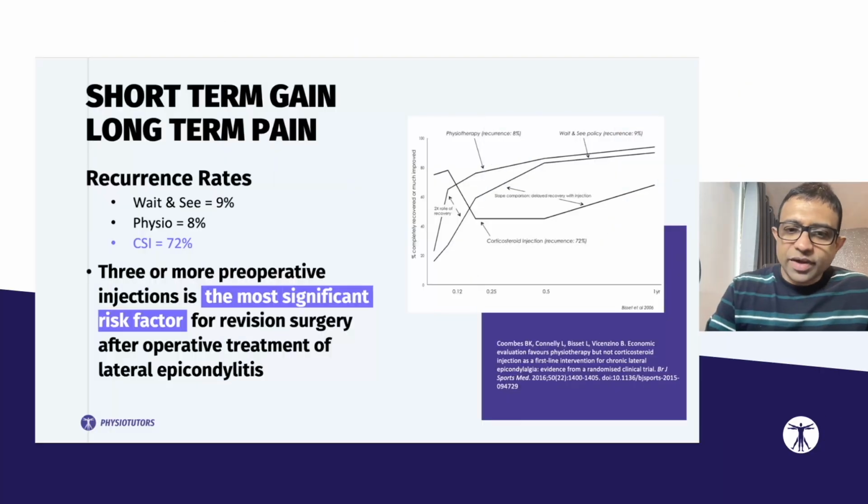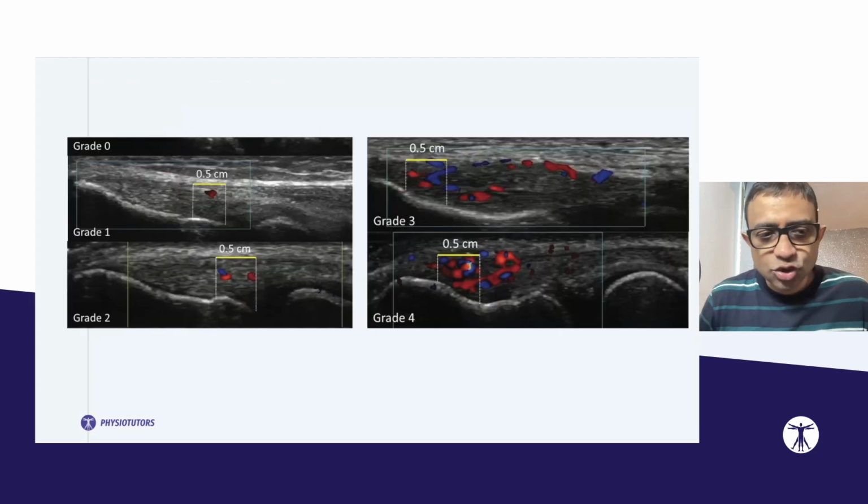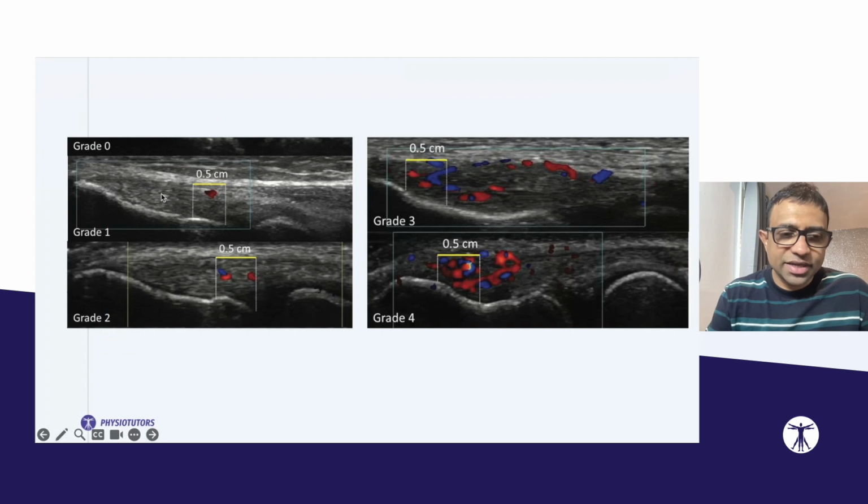And this is a condition where I like to look with an ultrasound and look at grading here. This looks at the neovascularity. So this is a grayscale view of the common extensor origin. Here you can see the tendon and the bone.